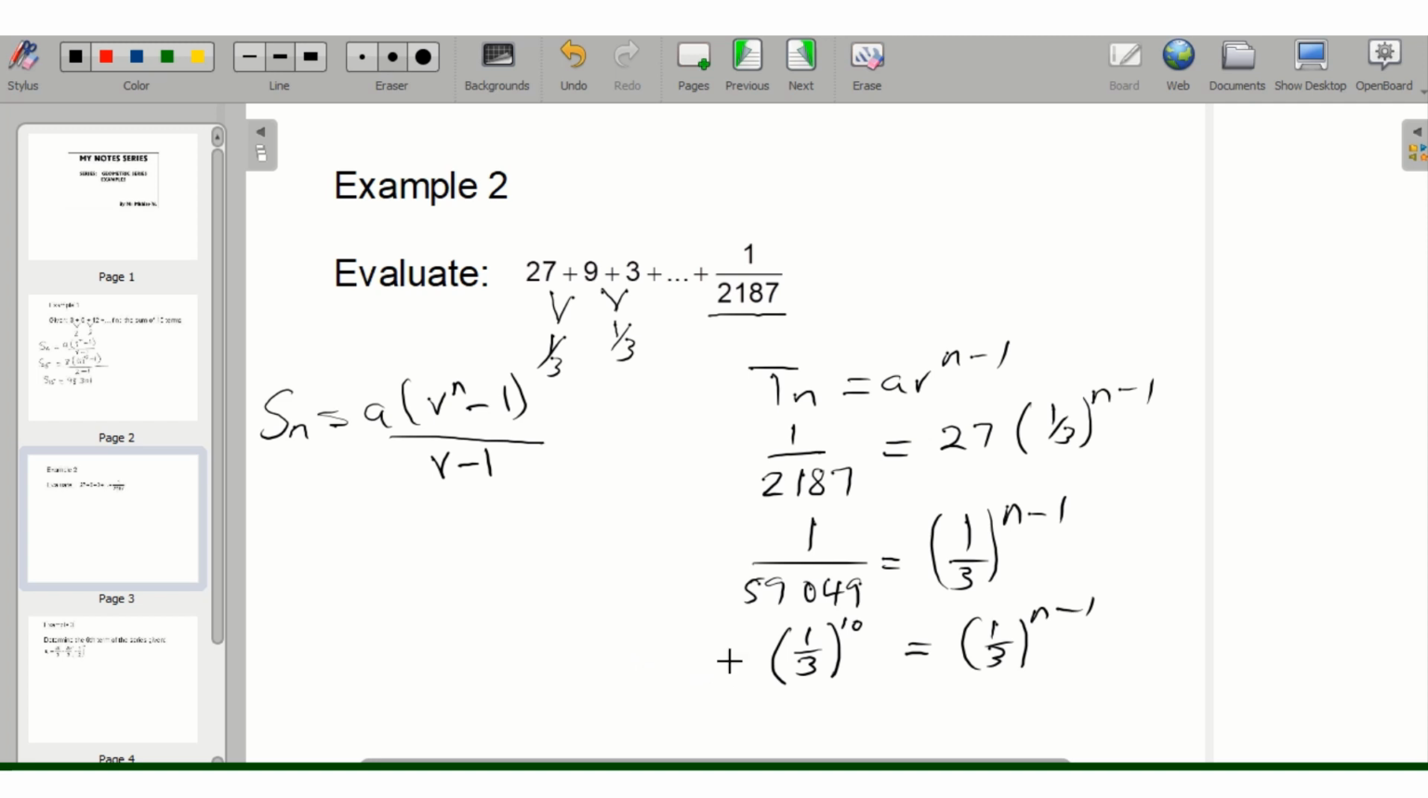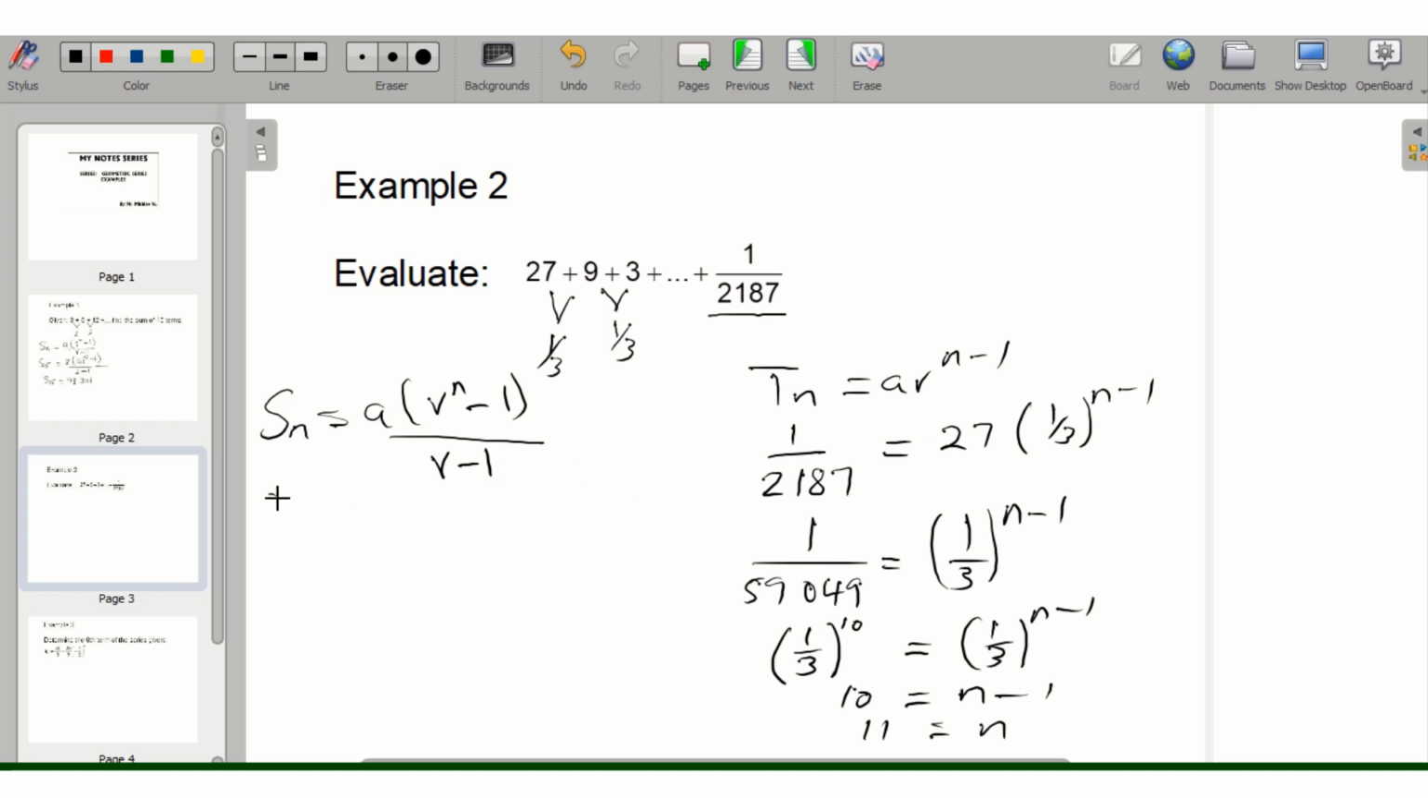So you can do this by trial and error. Say a third raised to power 7. So if you are not getting this number, you move on to power 9 and eventually you will make it to power 10. So because the bases are the same, the exponents are also the same. So n is 11 because we transpose this minus 1 and it becomes 10 plus 1.